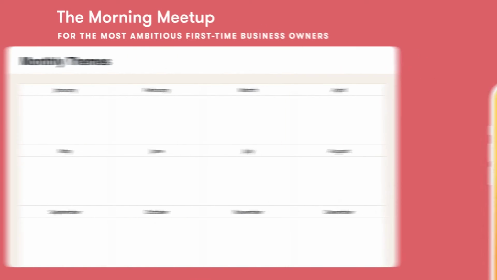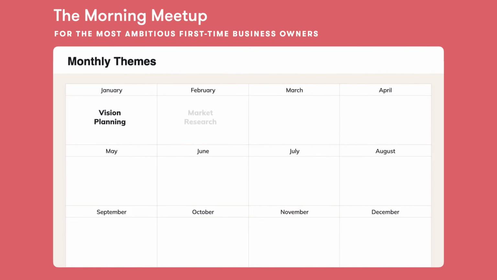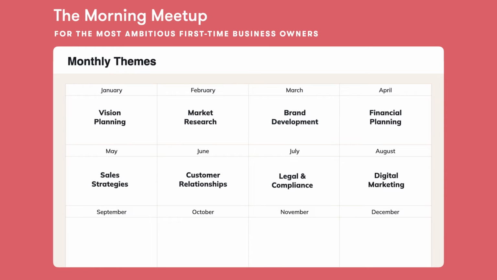All right, monthly themes: vision planning, market research, brand development, financial planning, sales strategies, customer relationships, spending a month talking about legal and compliance, and using December for celebration. How do you celebrate? When do you celebrate? What are your best stories of celebration?